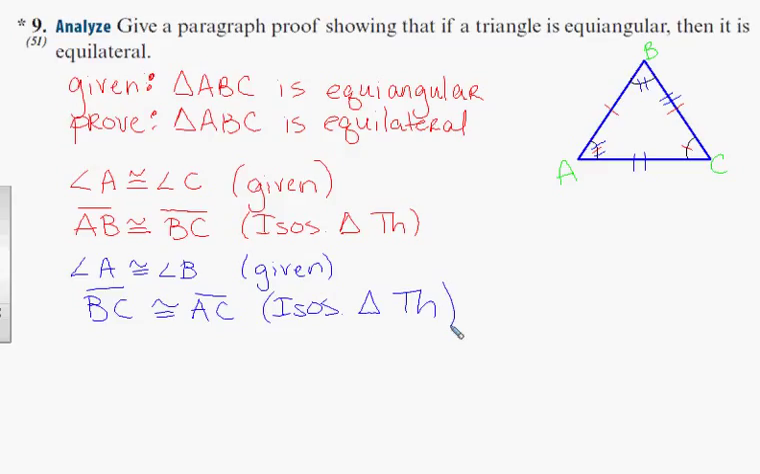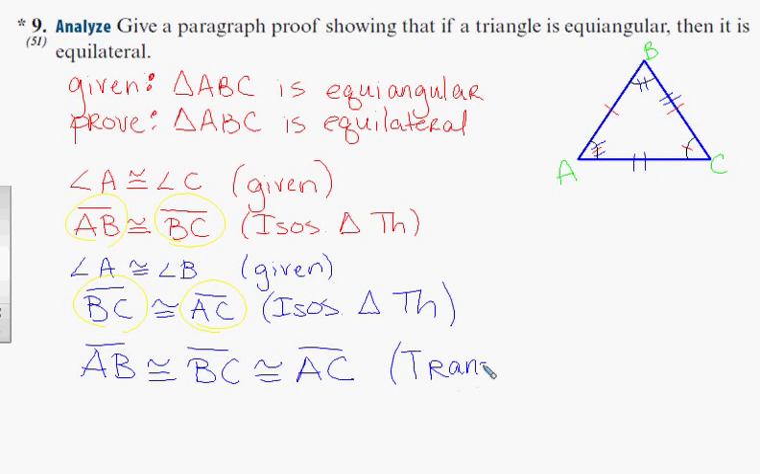Now, let's go to the last step, and I'm going to just circle these parts so that you can see what's going on. Do you see that AB is congruent to BC and BC is congruent to AC? You should recognize that we've got the transitive property going on here. So we've really stated that all three are congruent. So we've got AB is congruent to BC, which is congruent to AC. And that was the transitive property, and boom, we're done.